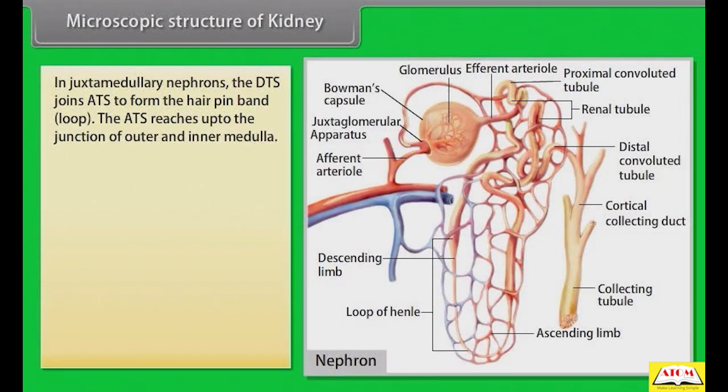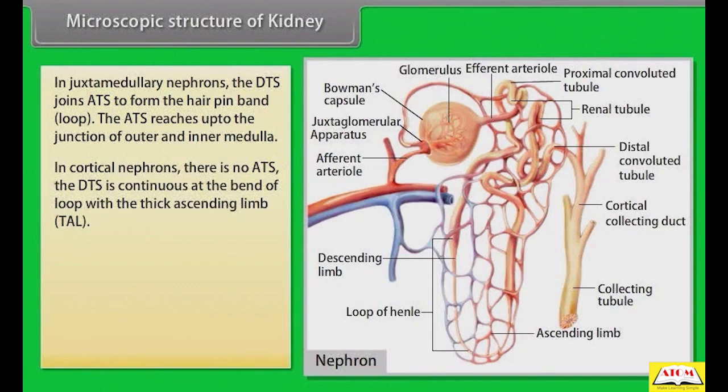The ATS reaches up to the junction of outer and inner medulla. In cortical nephrons, there is no ATS. The DTS is continuous at the bend of loop with the thick ascending limb.